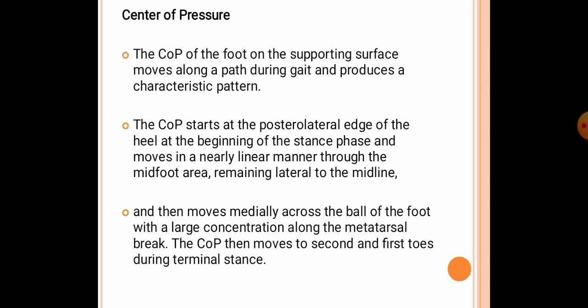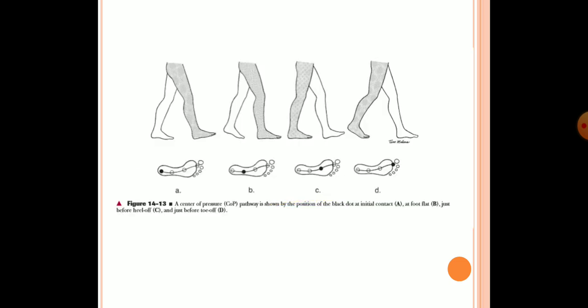and then moves medially across the ball of the foot with a large concentration along the metatarsal break. The center of pressure then moves to the second and first toes during terminal stance. So as I said earlier, the progression of center of pressure is exactly in accordance with the gait cycle progression. That means at the beginning, when we go for the heel strike, the heel is the one which is carrying the center of pressure, and when the gait progresses, it moves along with it.